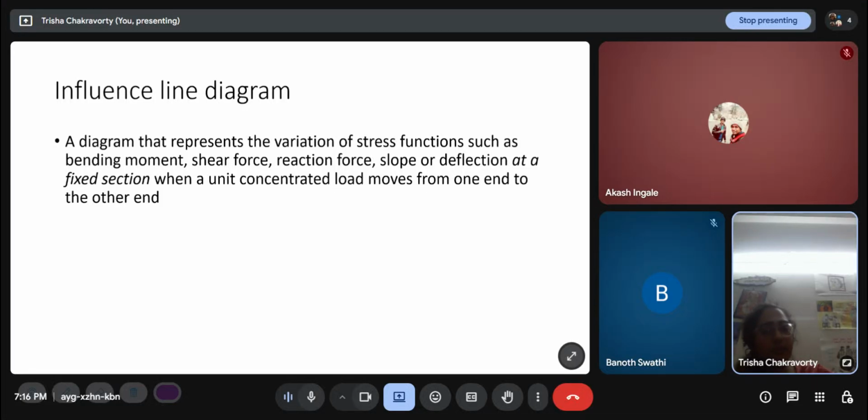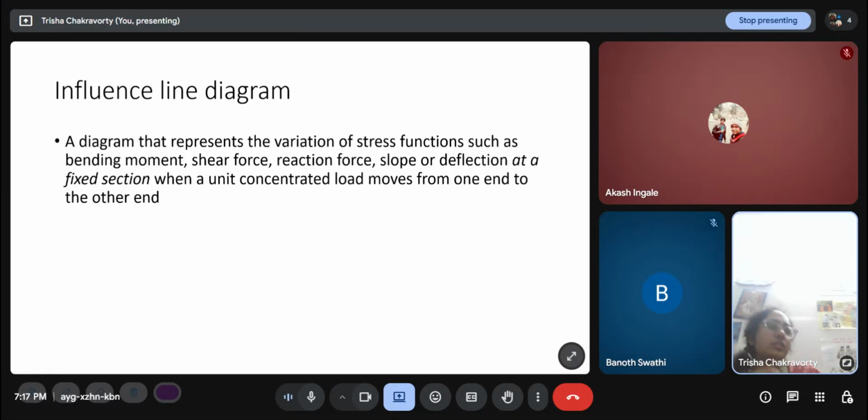So for a bending moment diagram, the load position is fixed and the section is varying, and for an influence line diagram, the section is fixed and the force is varying. It is just a unit concentrated load. We do not have UDLs here. For an influence line diagram, we just take a unit concentrated load.